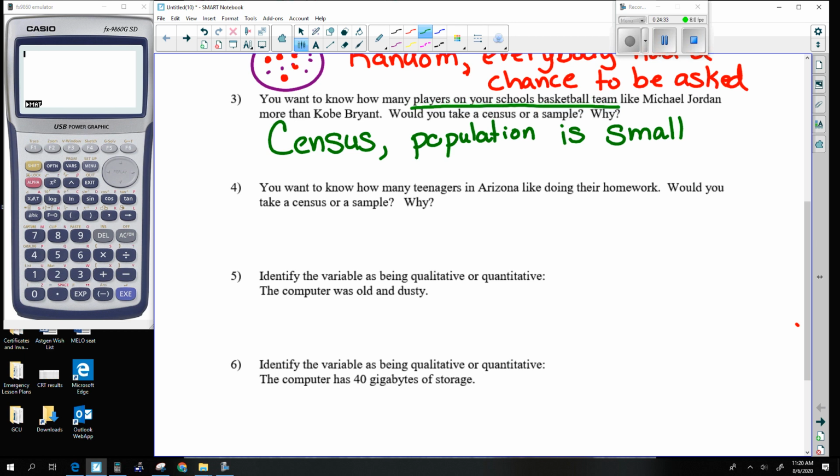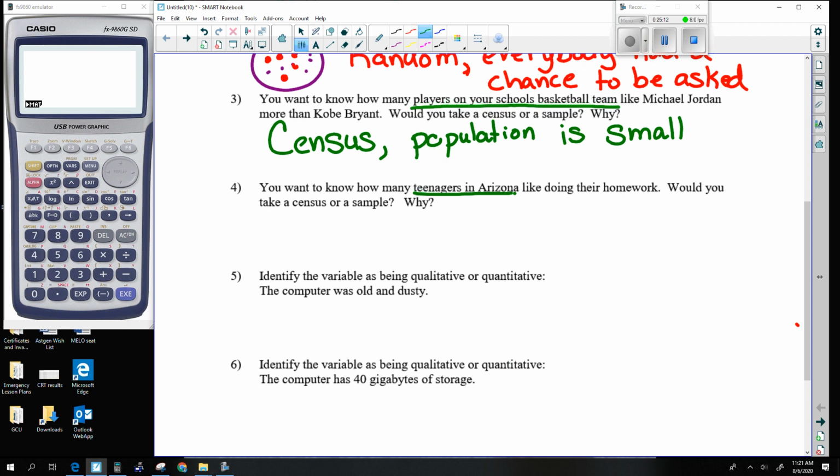All right, number 4. You want to know how many teenagers in Arizona like doing their homework. Do you take a census or a sample? Again, don't be distracted by the question. Focus on, who do you want to know about? Teenagers in Arizona. That's the population. So stop reading the question and just focus on who is being asked.